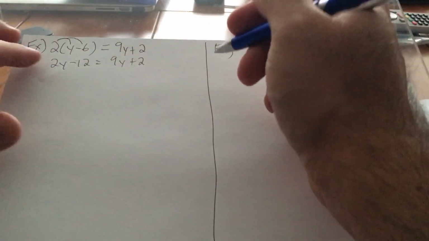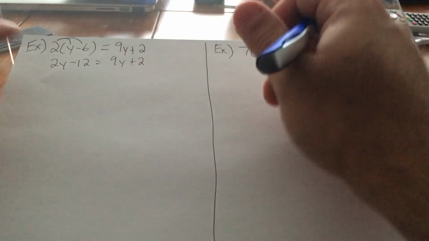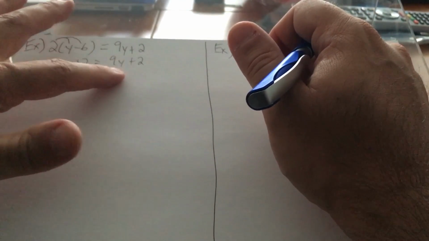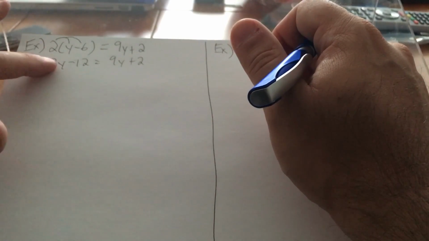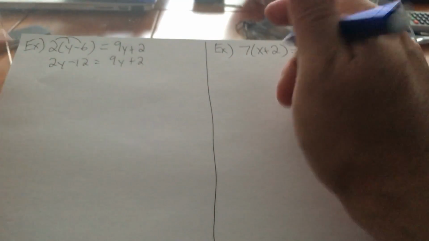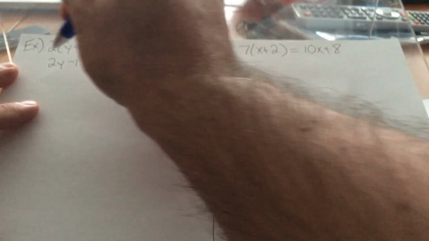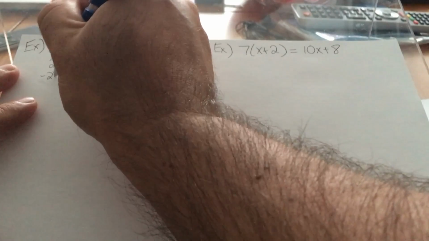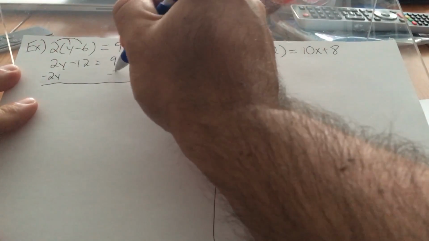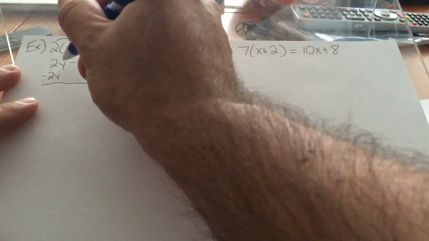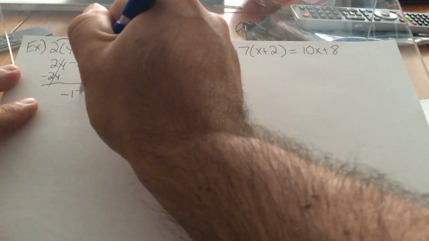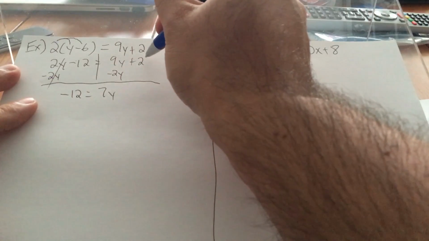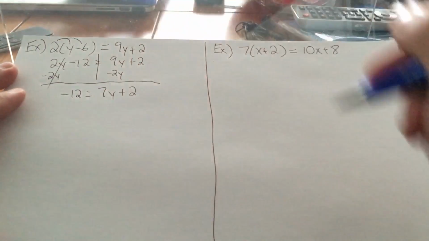Remember, with this type of equation, we got to get the variables together. So I've got to move one of the variables across the equal sign, and it doesn't matter which one you do. I like to move it so that my variable stays positive, but you can do it either way. So in this case, if I want to get rid of this 2y on the left, I have to subtract 2y from both sides. All right, so 2y goes away, and I'm left with negative 12. And then 9 minus 2 is 7y. We didn't touch this plus 2, so it comes along for the ride.